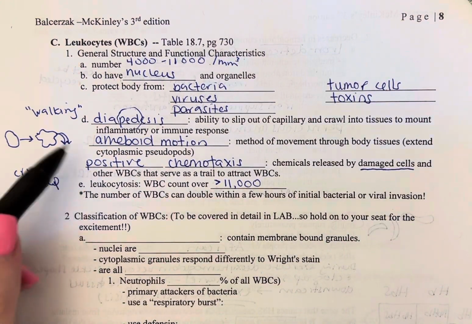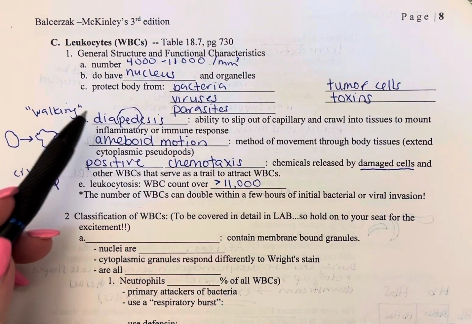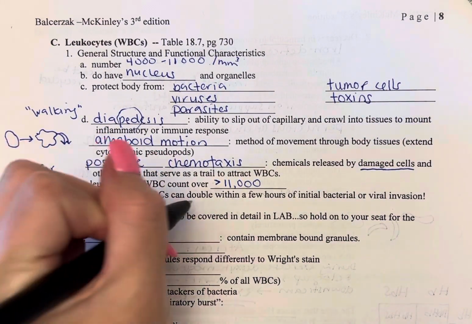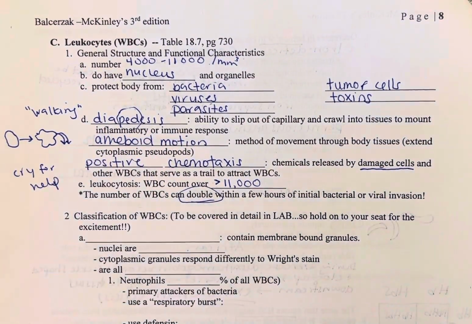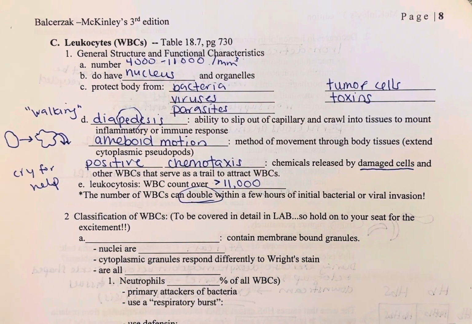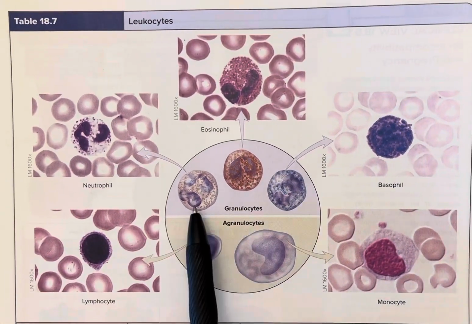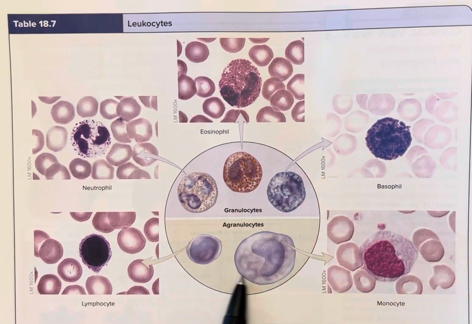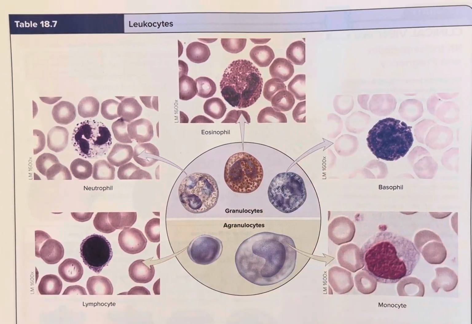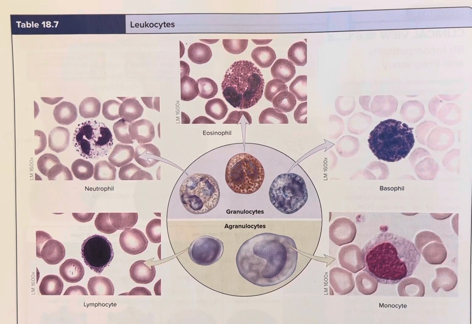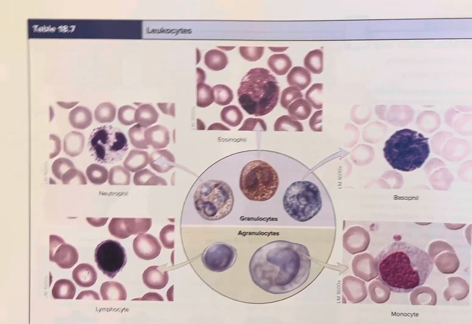When the body comes under attack, it gets busy quick, and the number can double or triple really, really quickly. This is table 18.7. This is in the book. These are our different types of white blood cells. We'll talk about these individually. We'll talk about them more in lab, but they look really weird, and there's a reason for that.